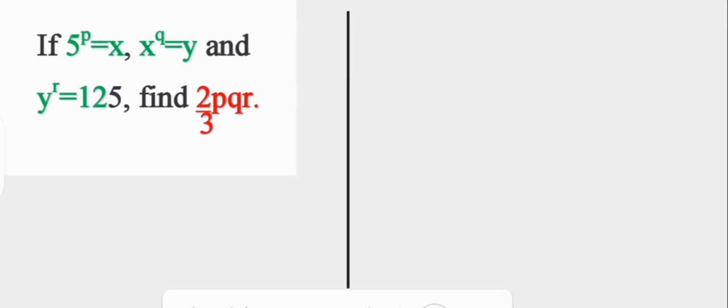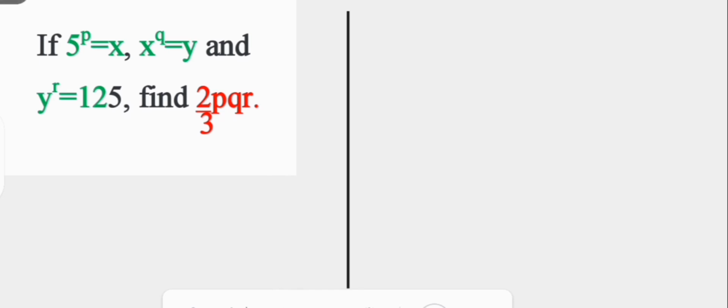In today's tutorial, we are to find the value of 2/3 PQR if 5 raised to power P is X, X raised to power Q is Y, and Y raised to power R is 125. We will be using logarithms to get this done.